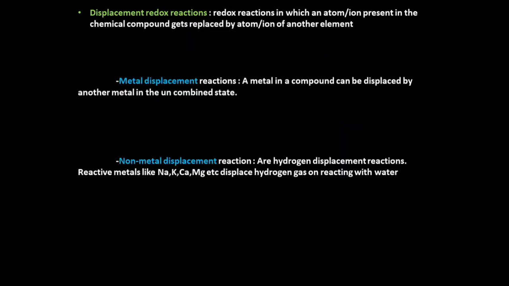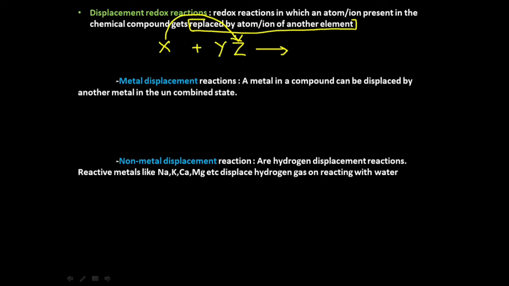The next is displacement redox reaction. Very simple. These are redox reactions in which an atom or ion present in a chemical compound gets replaced by an atom or ion of another element. There is a replacement. Generally, I can represent it with a simple equation: consider this is an element X. When you treat this element with another molecule containing two elements Y and Z, X will replace Z, and X will go with Y.